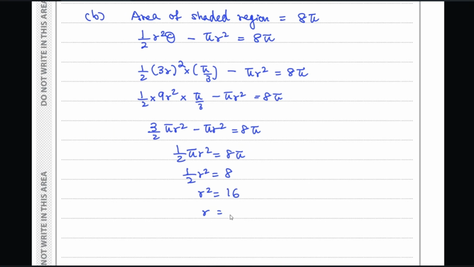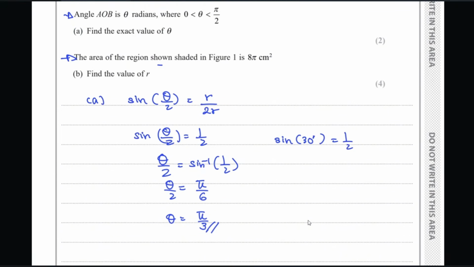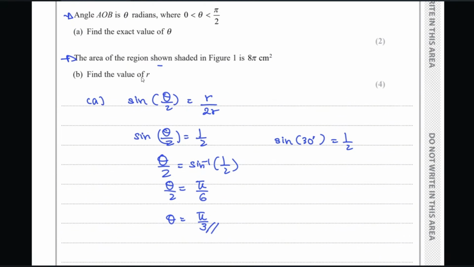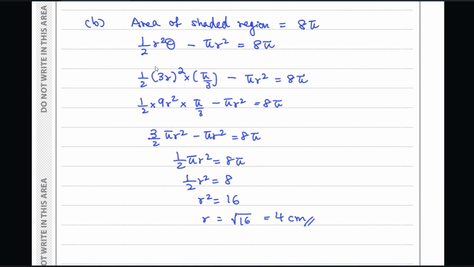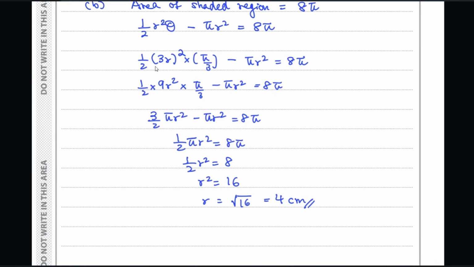R is equal to plus or minus square root of 16. We will ignore the minus because radius cannot be negative. So it's just square root of 16, which is equal to 4. The radius of the circle, R value, is 4 centimeters. And that's it. The question says, find the value of R. R is equal to 4 cm. That is question B.